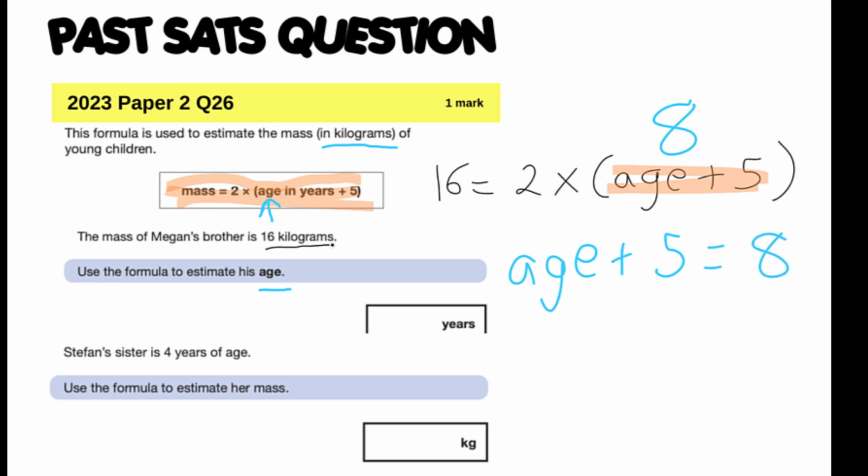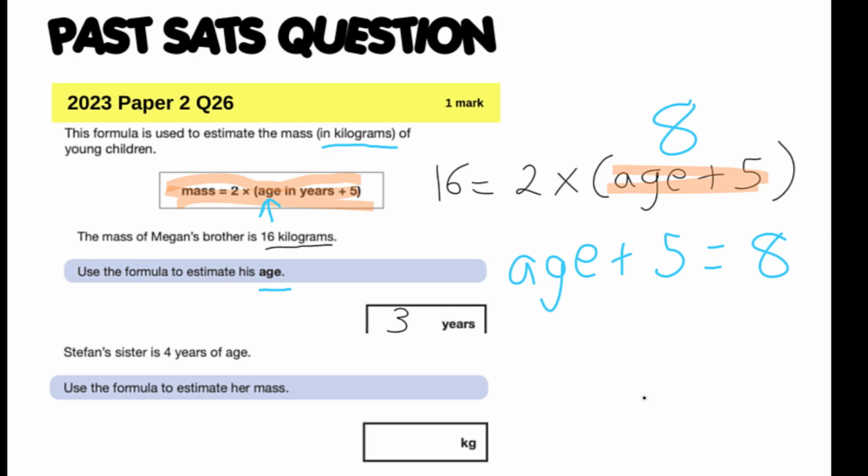Well, that helps us a lot, doesn't it? What plus 5 makes 8? Well, the answer is 3. Okay, so now we can just put all that back into the formula to double check. The mass is 2 times the age in years plus 5. So if Megan's brother is 3, we would say 3 plus 5 is 8. Times that by 2, it's 16. And yes, that works. Okay, so we're just subbing into the formula the bits we know and then working backwards and forwards until we find that missing value.